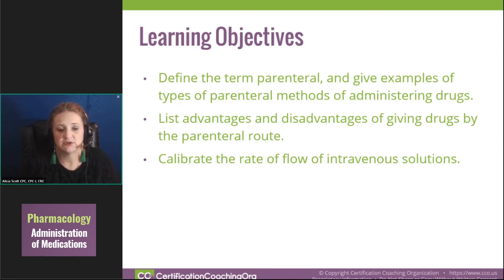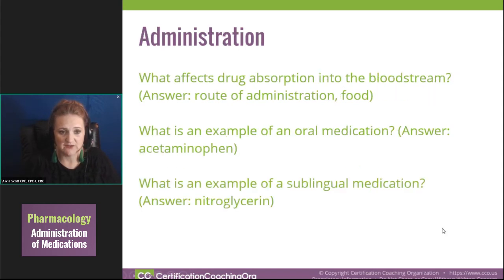We're going to talk about examples and how things are injected, the different types we have, subcutaneous, intramuscular, things like that. Disadvantages to giving drugs this way and advantages versus oral. And we're going to talk about calibrating when we do intravenous solutions. We're going to do an IV.